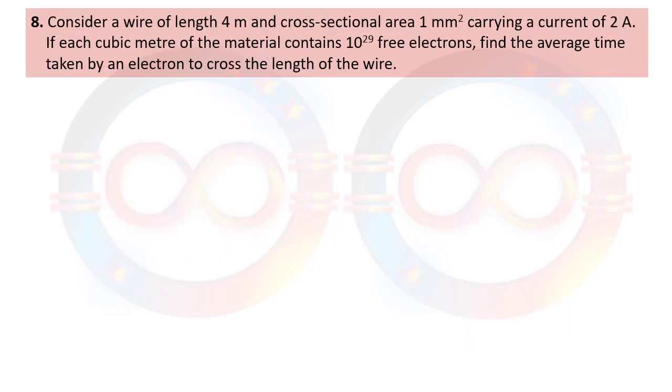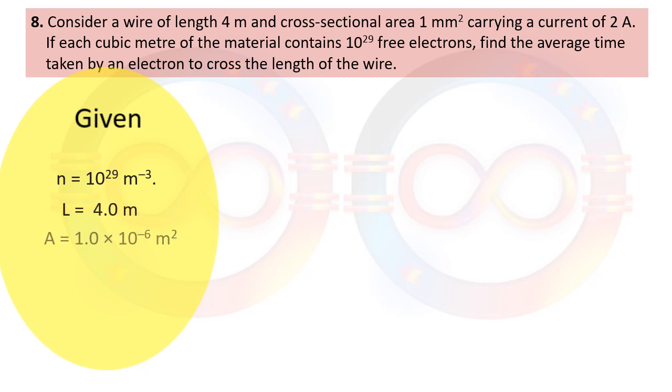Question number 8 is saying, consider a wire of length 4 meter and cross section area 1 millimeter square carrying a current 2 ampere. If each cubic meter of the material contains 10 raised to 29 free electrons, find the average time taken by an electron to cross the length of the wire. So what all things are given? Length of the wire is given, that is 4 meter. Number of free electrons per unit volume is 10 raised to 29, and then area is given 1 millimeter square. On taking it in SI unit, it is 10 raised to minus 6 meter square, and then current is given 2 ampere.